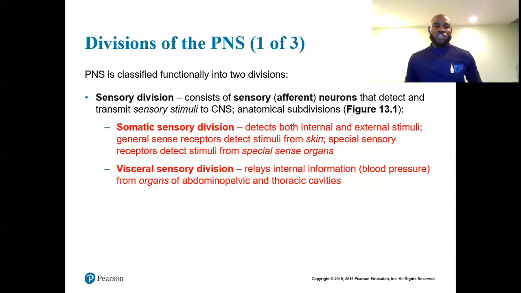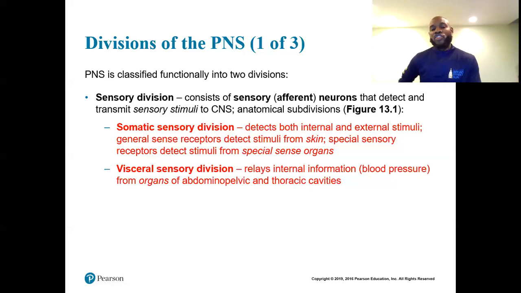So the sensory division of the peripheral nervous system can be further divided into the somatic sensory division. It detects both internal and external stimuli: your skin, your special sensory receptors, your special sense organs. Remember your ears, your sense of smell, sense of taste, special sense organs.